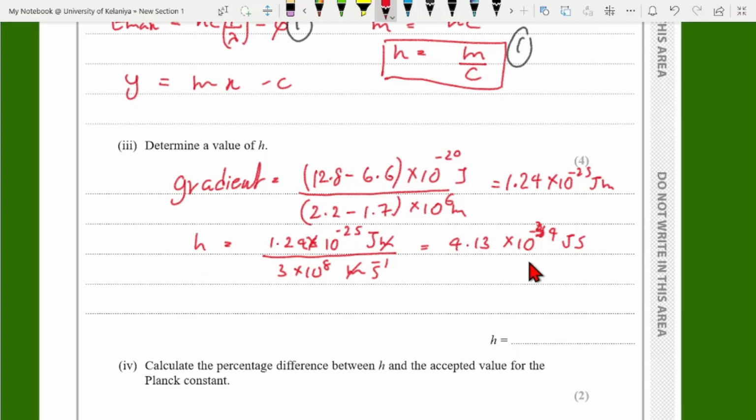So you don't need to get this exact value. They have always given a kind of range in their marking scheme, so your value should be in between this range, 4.0 times 10 to the power minus 34 joule seconds and 4.3 times 10 to the power minus 34 joule seconds. Your value should be rounded off to 3 significant figures, so I'm going to write 4.13 times 10 to the power minus 34 joule seconds, right?